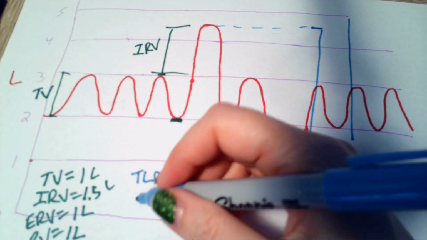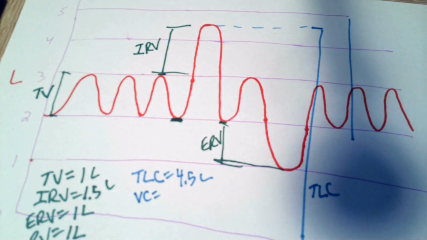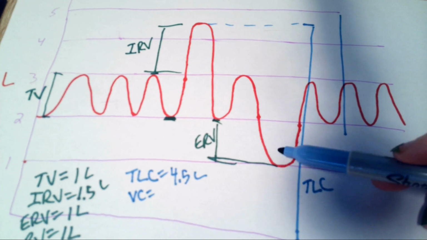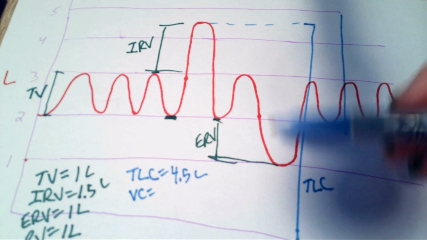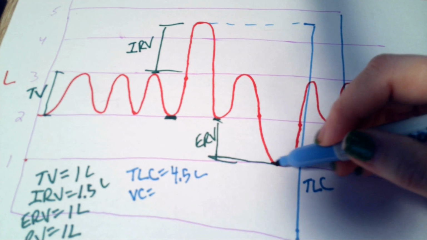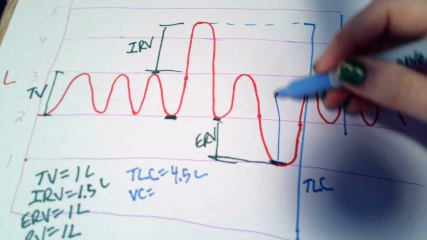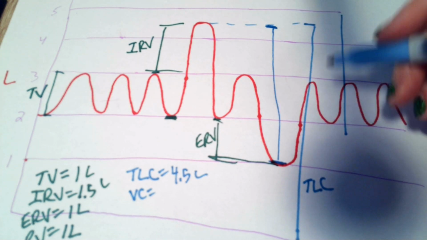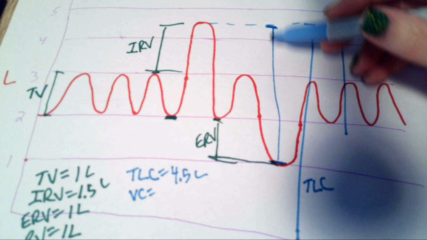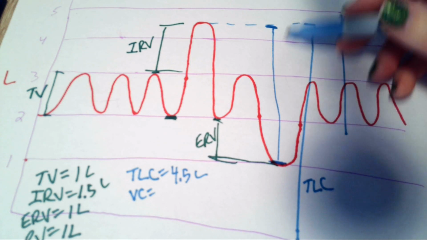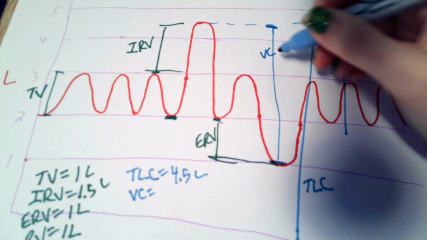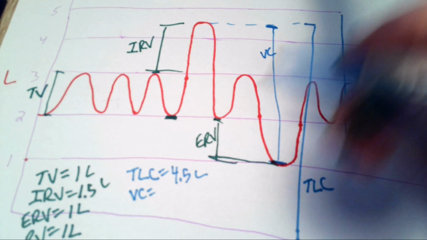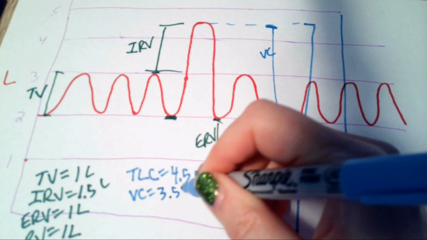Okay, now vital capacity. Vital capacity is everything that can move. So essentially, total lung capacity minus the residual volume. So from the bottom of the deepest exhale to the top of the deepest inhale, that's your vital capacity. We could exhale, we could inhale, all of those moving volumes, that's the vital capacity. So that's from 4.5 down to 1, so 3.5 liters.